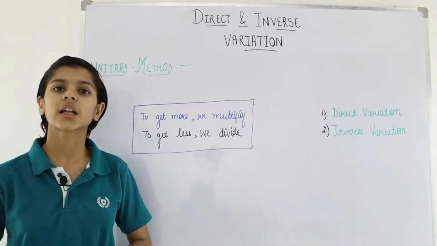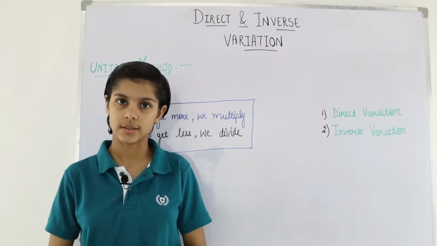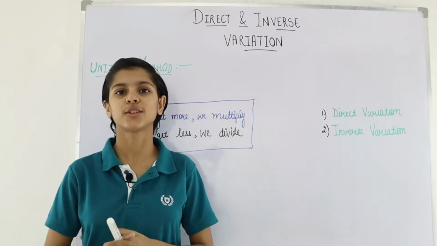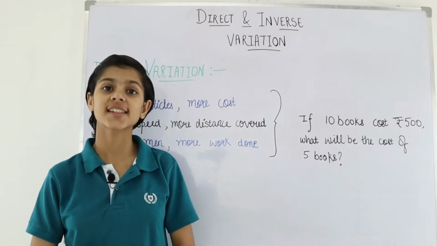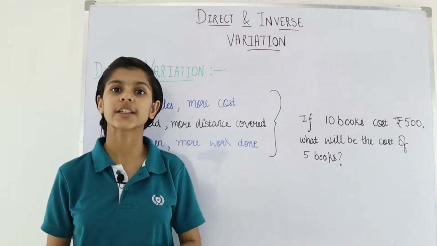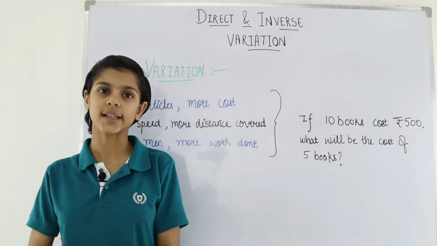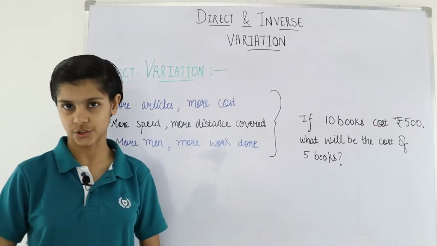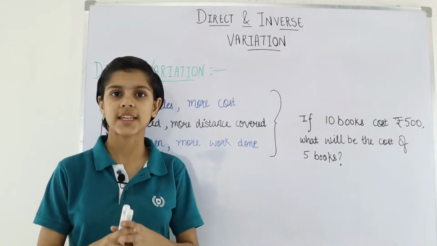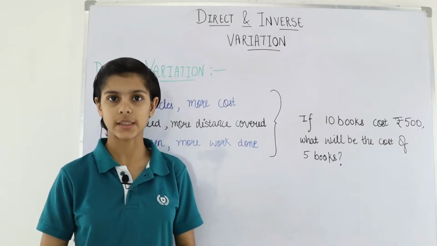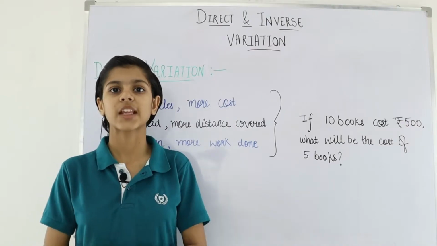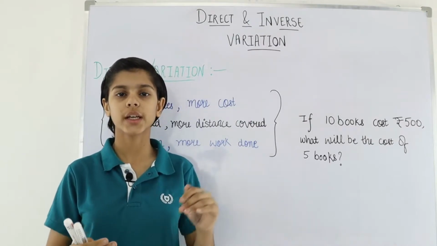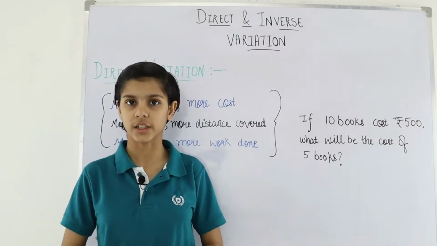So unitary method comes across two types of variations, that are direct and inverse variations. About them we will talk further. So friends, as earlier we have discussed what is unitary method, its rules and variations that are related to it. So the first variation is direct variation. Now what is it? In direct variation, both the variables, in a question there are variables that are related to each other directly. If one is increasing, other is also increasing, and if one is decreasing, other is also decreasing.